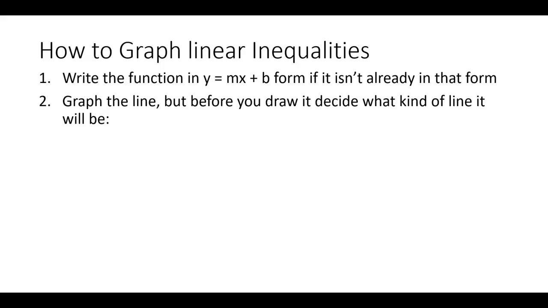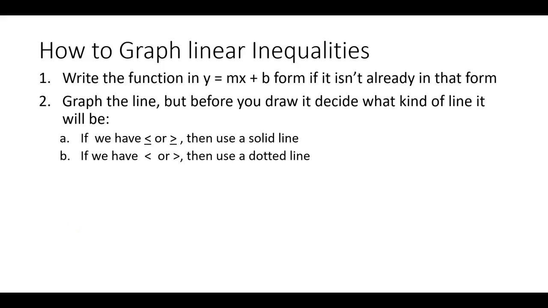Graph the line, but before you connect the dots with a line, you have to ask, is it solid or dotted? Okay. If you have a greater than or less than symbol with a bar underneath, that means it can be equal to it, and that means dots on the line work, so you would use a solid line. But if you have greater than or less than, that means dots on the line don't work, so you would use a dotted line. Okay?